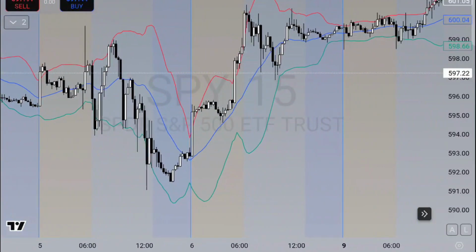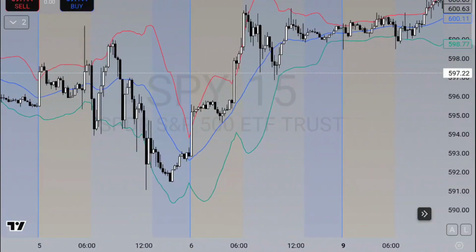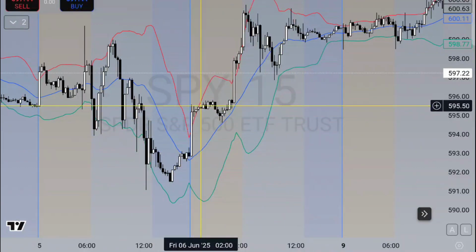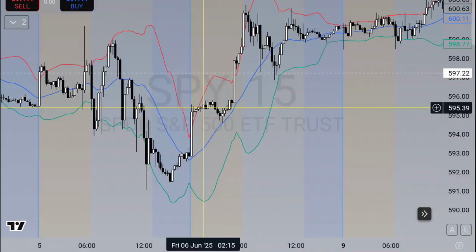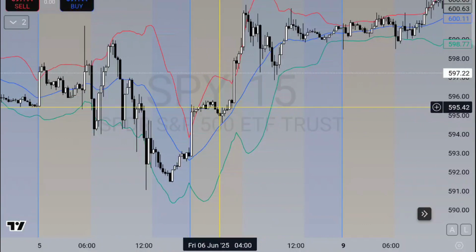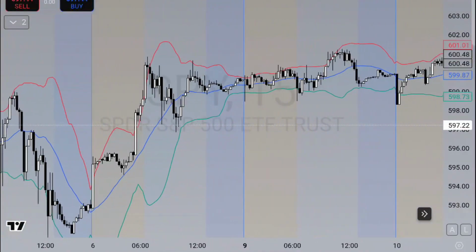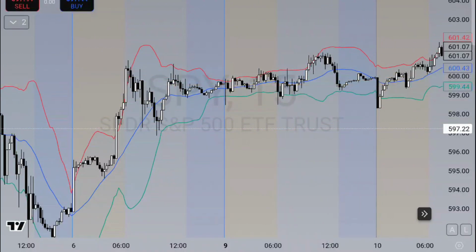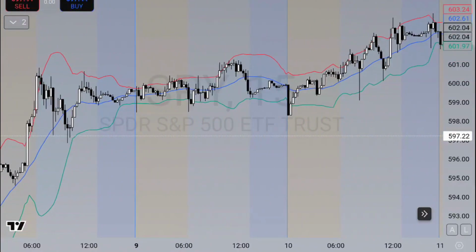Now, there are many scenarios where that doesn't actually work. For instance, here it crossed above, then it crossed back below, and you take a short, but then you end up losing because you end up closing your position all the way up here. And that is a loss. And that happens very frequently, actually.